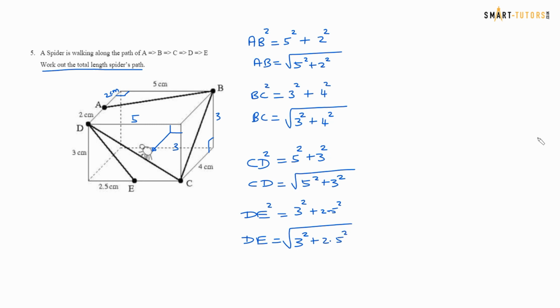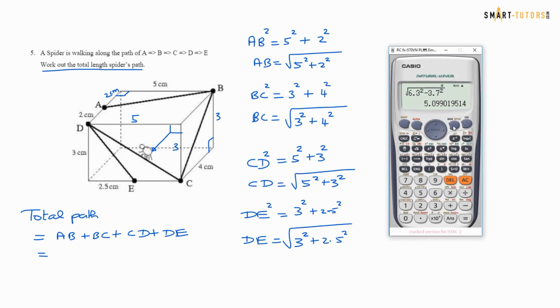We don't want to find each and every length. You can say total path. So total path equals AB plus BC plus CD plus DE. If you find the individual paths, you're going to make some round-off error. So what I'm going to do is enter all of it in one go. Square root of 5 squared plus 2 squared, and come outside, plus again square root. You can do that in the calculator.